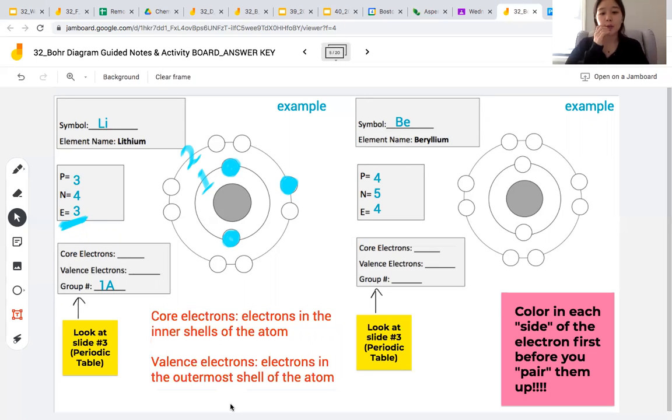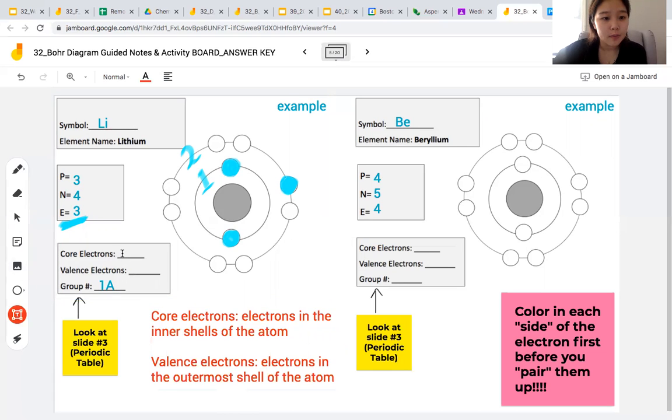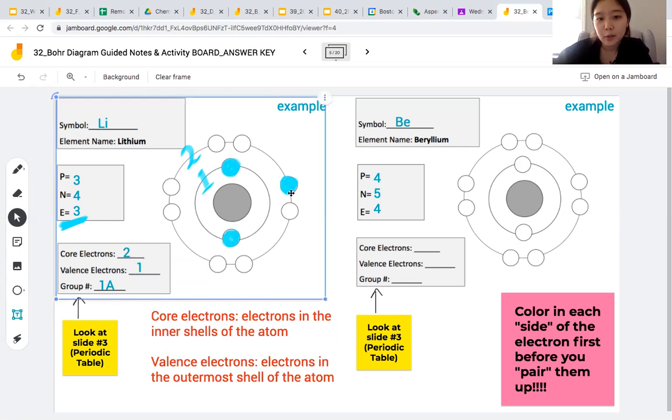All right, so in this case, lithium has 2 core electrons because shell number 1 is the innermost shell. So I'm gonna write that down. Let's change that back to blue. Core, we have 2 core electrons. And then we have 1 valence electron. Right? There's only 1 electron in the outermost shell. All right, so let's move on to our second example here, beryllium.